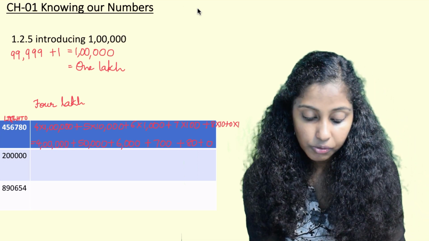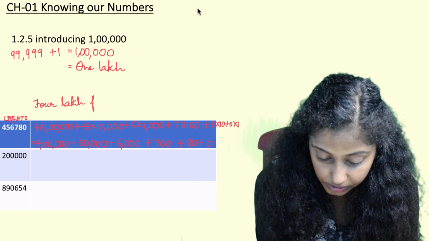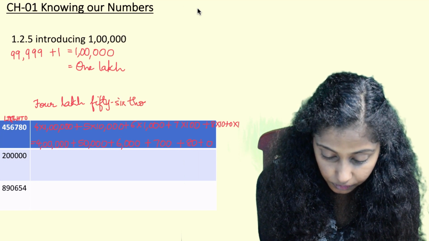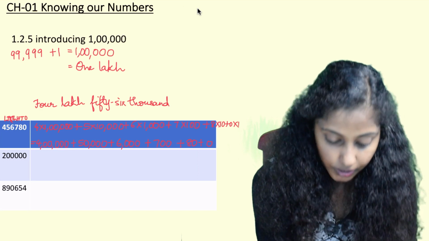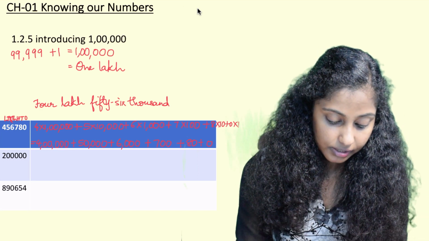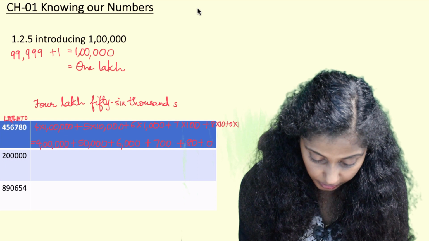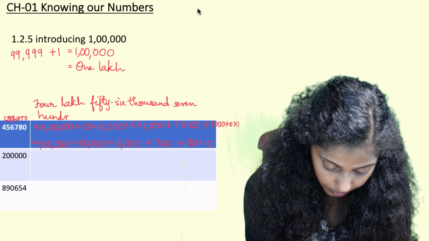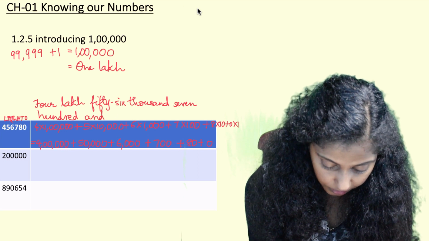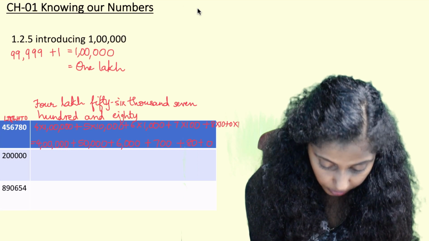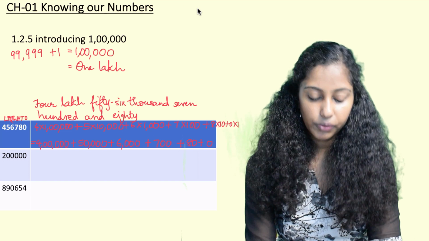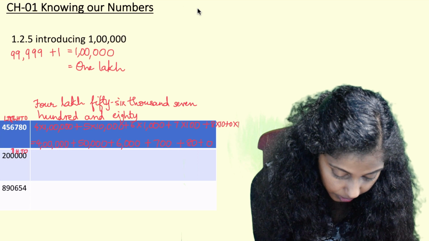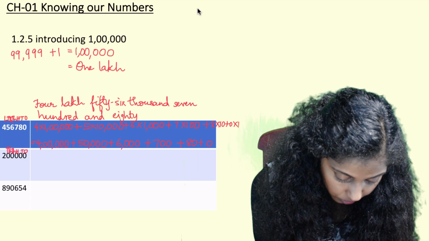Then in thousands group we have 5 and 6, 56, so it will be 56,000. Then we have 780. So we write it as 780. This is we are learning how to write it in words. We will write these two also in words only. Ones, tens, hundreds, thousand, 10,000 and lakh.